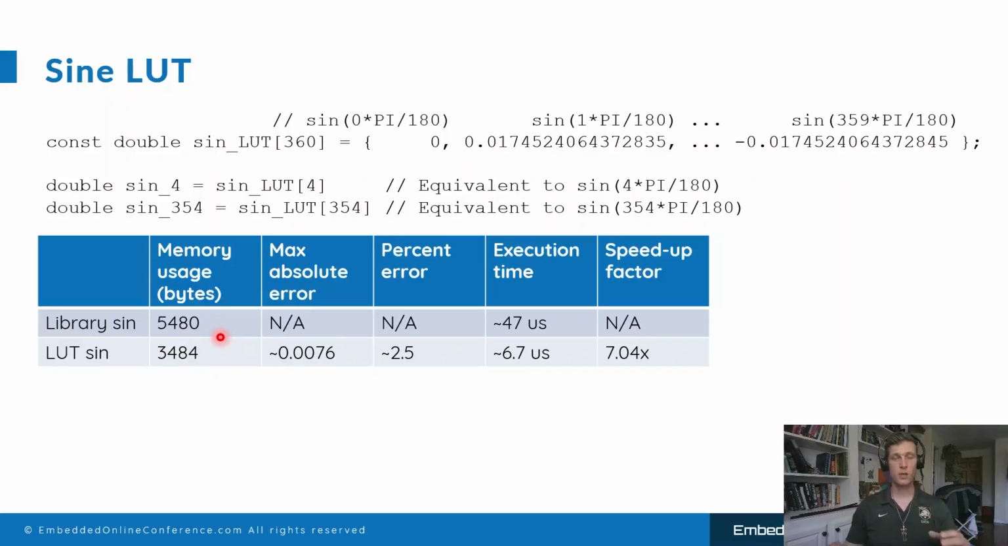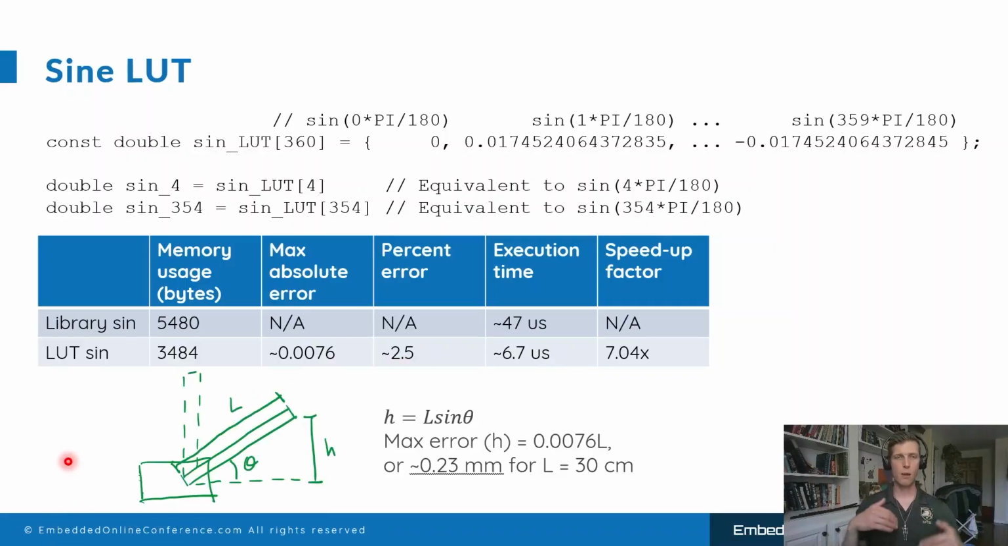Usually we are allowing ourselves to take up more memory in order to run faster, but in this case it was a little smaller. And as you might expect, there was just a little bit of error in each number when we were accessing it in an array like this, about 2.5% on average. Now that might seem like a lot, but let me put it in perspective. Let's say that I was using my sine function in order to determine the vertical displacement of an arm, which we'll say is 30 centimeters, so about a foot, on the end of some type of servo motor. And it's going from 0 degrees to 90 degrees, and I want to know how far off the ground the end of my arm is.